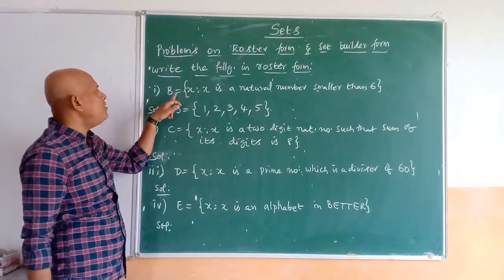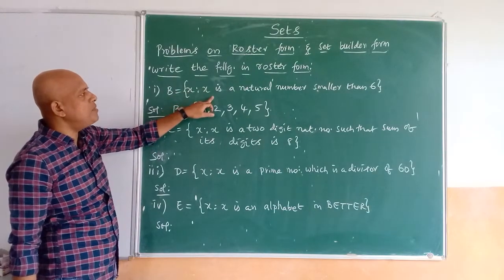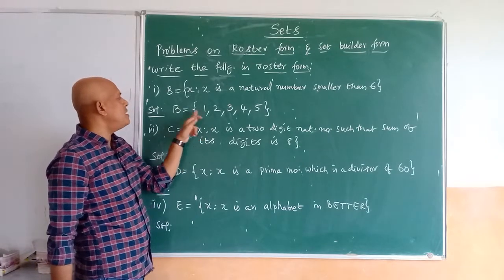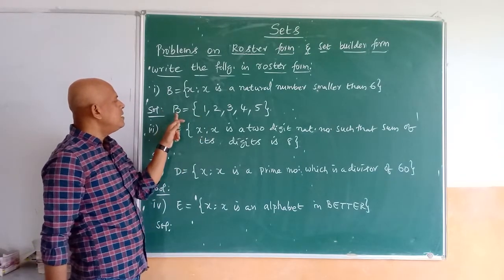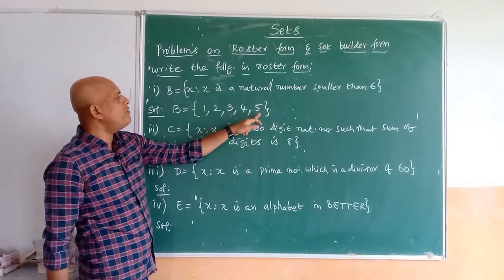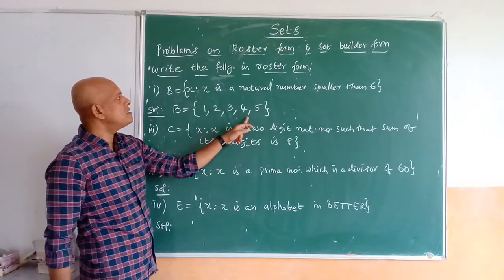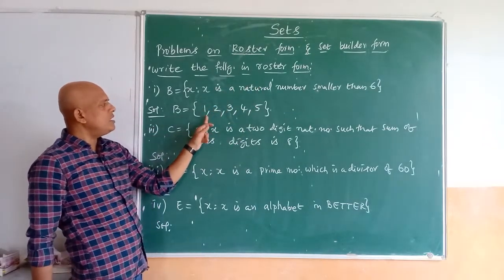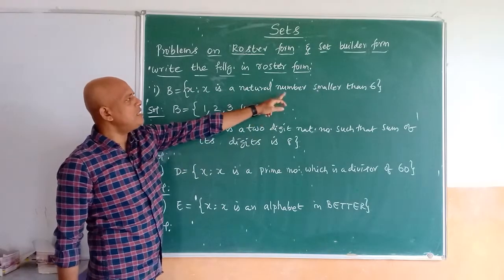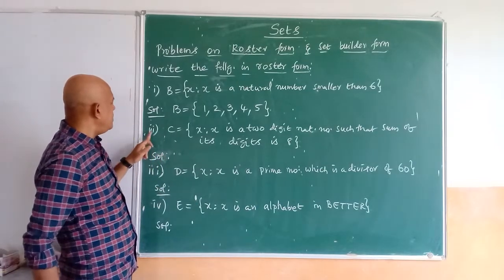So I will repeat again. Given question, B is equal to x such that x is a natural number smaller than 6. Natural numbers start with 1. Counting numbers are called natural numbers. So B, the same letter, we have to represent. B is equal to 1, comma, 2, comma, 3, comma, 4, comma, 5. In roster form, the elements or letters or alphabets are separated with commas, which is called roster form. So we have to close the bracket because natural number smaller than 6. This is the answer.